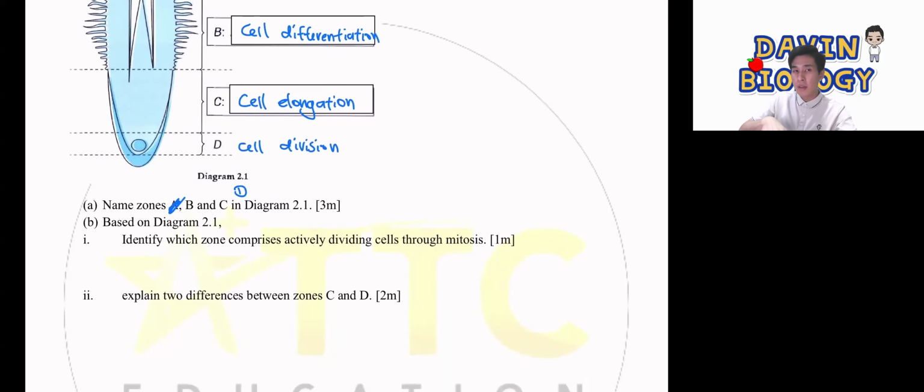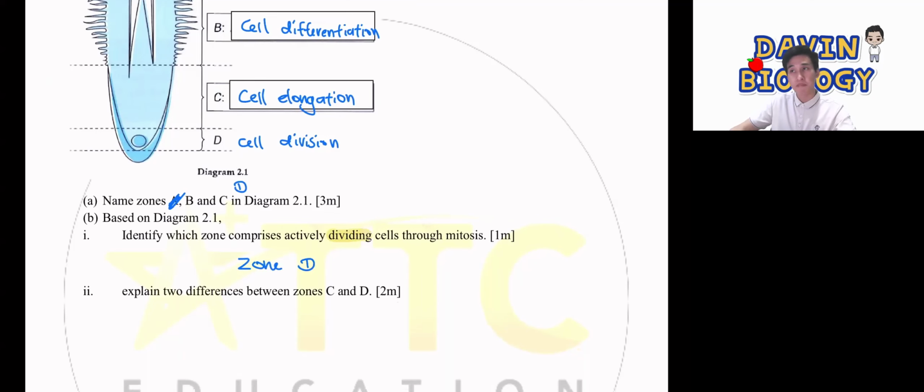Now, then let's get B1. Identify which zone comprises actively dividing cells through mitosis. So dividing, what else, right? Obviously, it's the zone of cell division. Zone D, you can certainly say that.